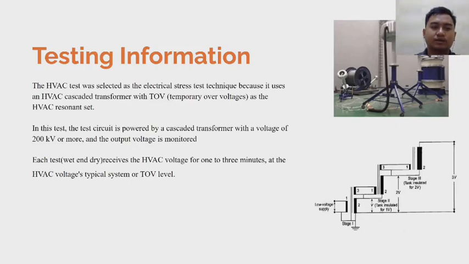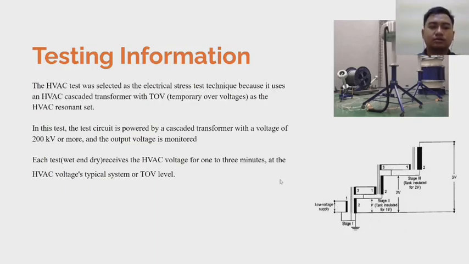So the HVAC test was selected as the electrical stress test technique because it used HVAC cascaded transformers with TOV, temporary overvoltage, as the HVAC resonance set. This picture here is the resonance set that we use. In this test, the circuit is powered by cascaded transformers with a voltage of 200 kV or more, and the output voltage is monitored. The diagram here shows the system of the cascaded transformer supply.